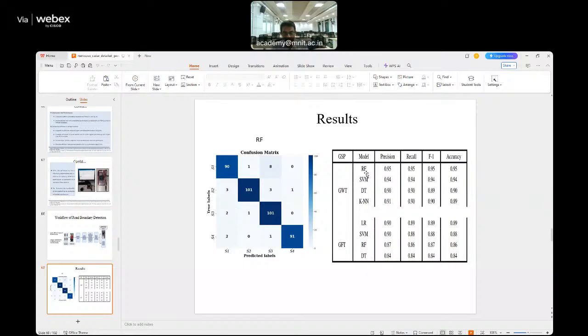So these are basically the results. What we are showing here is the accuracy of the GWT model and the GFT model.